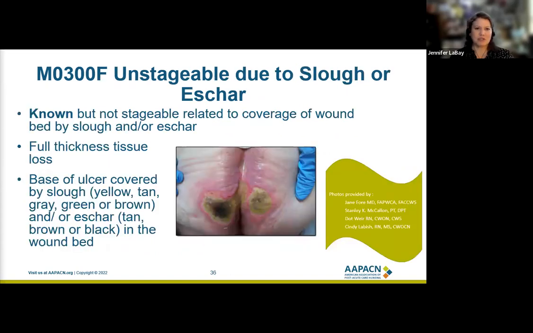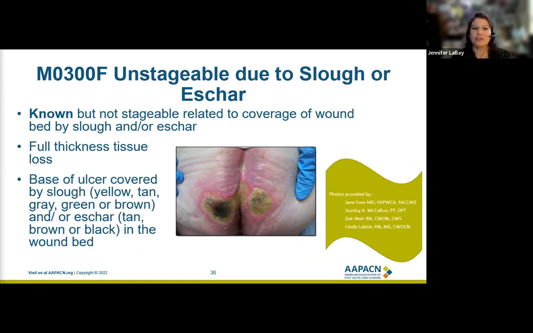And then we have unstageable due to slough or eschar. We do have a wound. We know it's a pressure ulcer, but we can't stage it because the wound base is covered. We do not know how deep it goes because there's slough, there's eschar covering that wound base, and we cannot see the deepest anatomical depth.